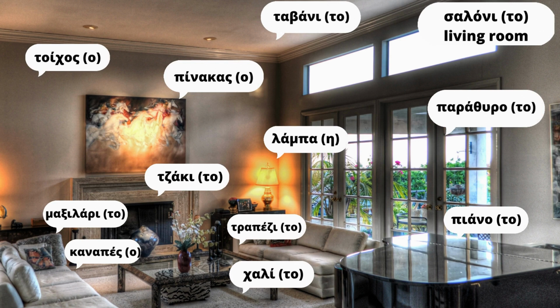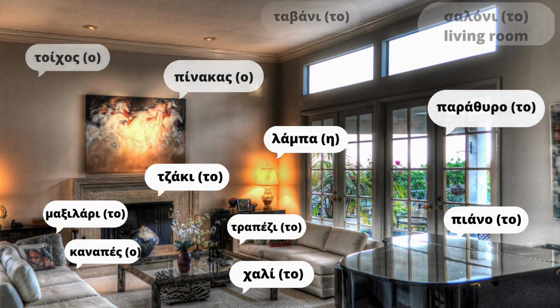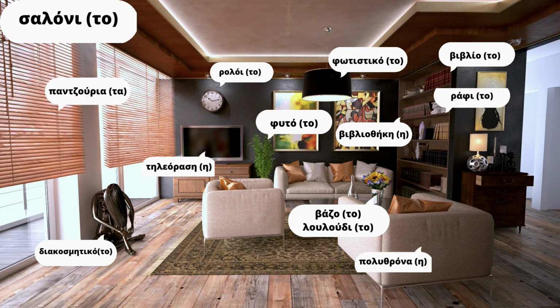And below, under the table, we usually have chali, to chali, which means a rug. And finally, in the lower right corner, you can see a piano. The word for it in Greek is to piano, to piano. It's a neutral gender. So here on the second slide, we can also see a picture of a living room, and I can kindly remind you that it's called saloni in Greek.